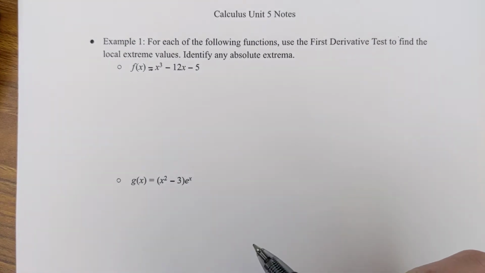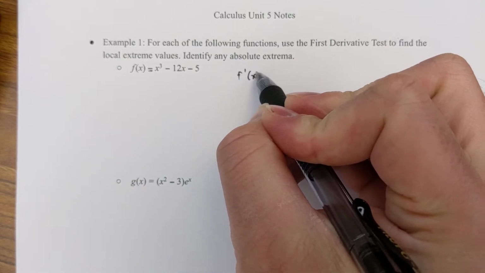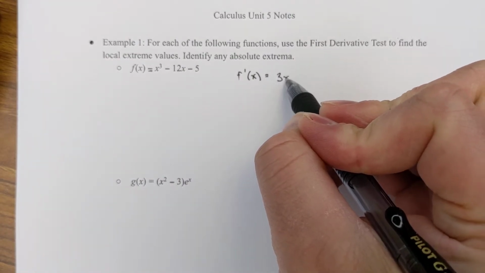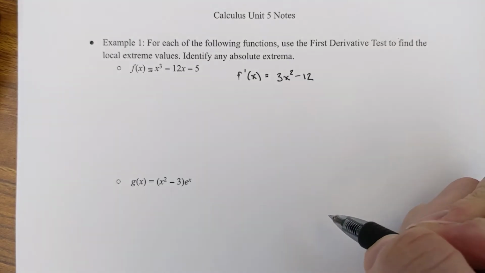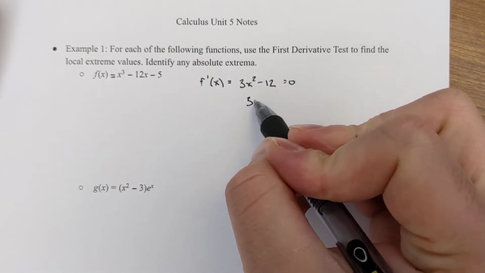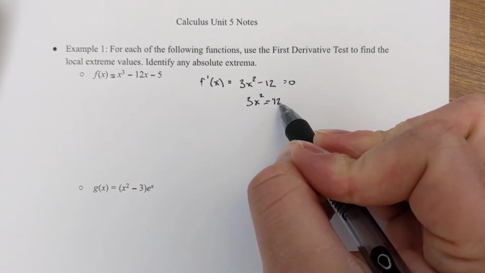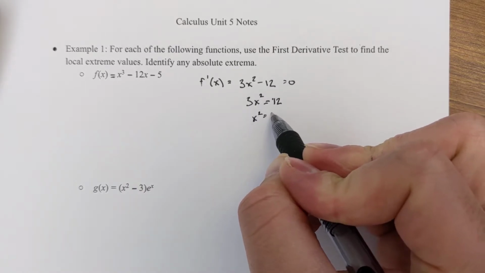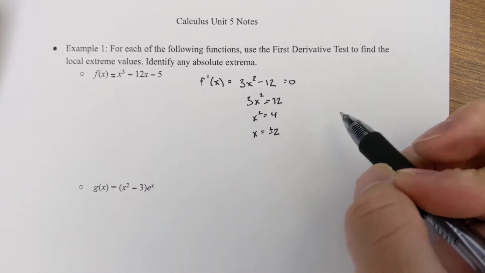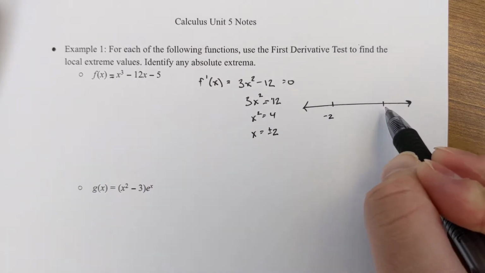There we go. Okay. So for the first derivative test, we take the first derivative, which gives us 3x squared minus 12. So that's the first derivative, and then we set this equal to 0 and solve. So 3x squared is equal to positive 12. x squared is equal to 4. So x is plus or minus 2. Remember, if you take a square root, you have to do both values.